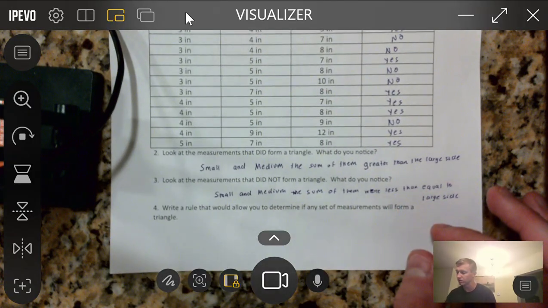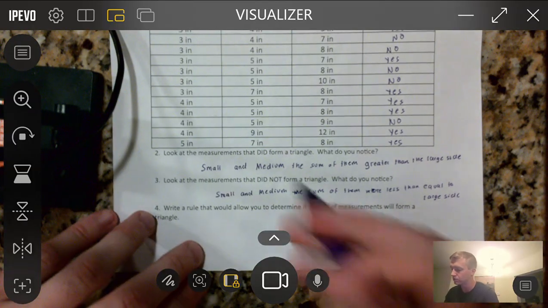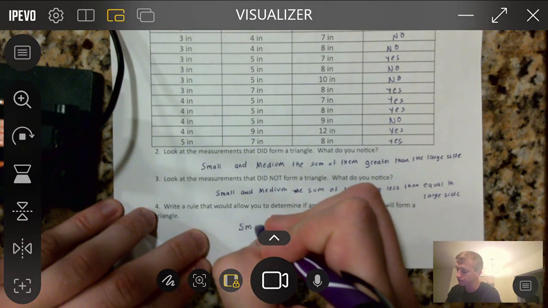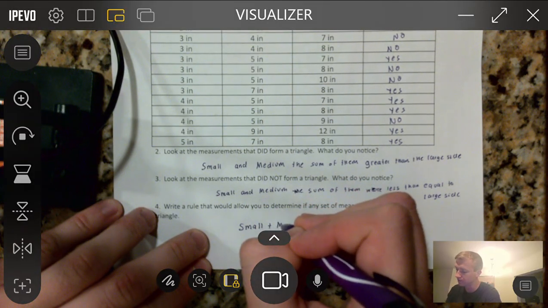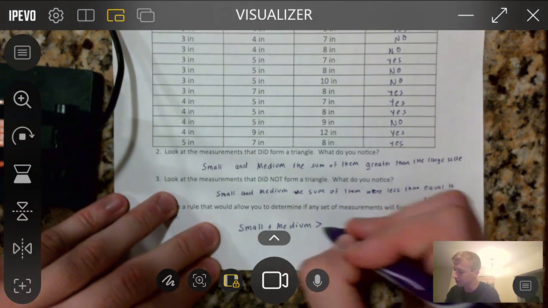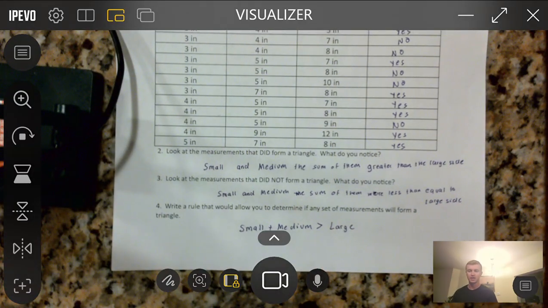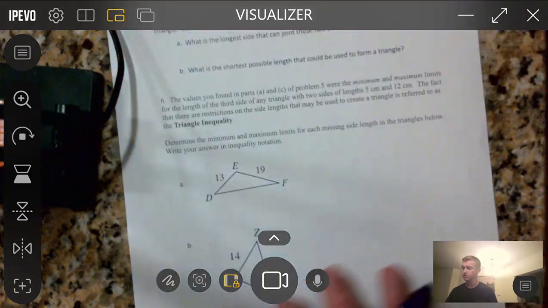It says write a rule that will allow you to determine a set of measurements that will form a triangle. Keeping that same idea going, small plus medium has to be greater than large. That's the idea of the whole thing. It cannot be equal, folks. The equal sign will not give you a triangle. All right, now go ahead and flip to the backside.